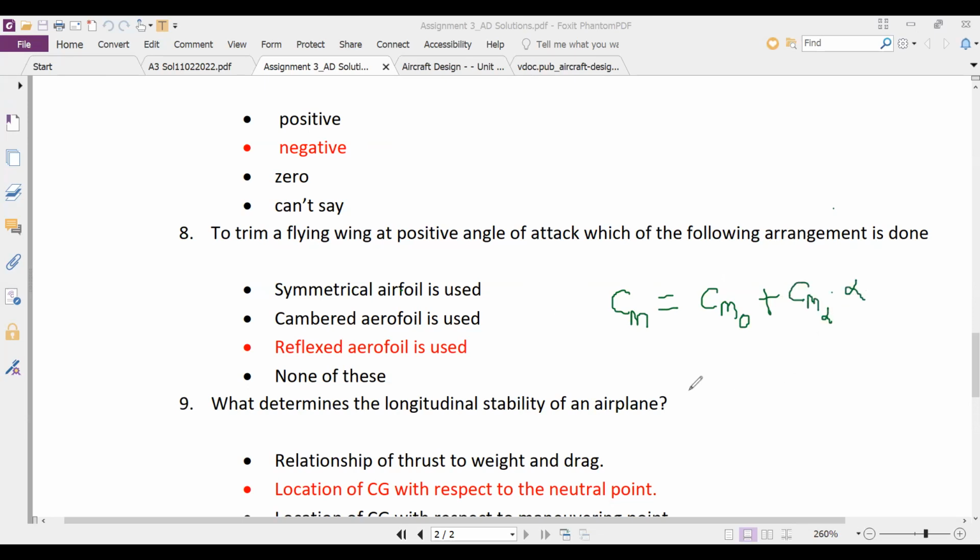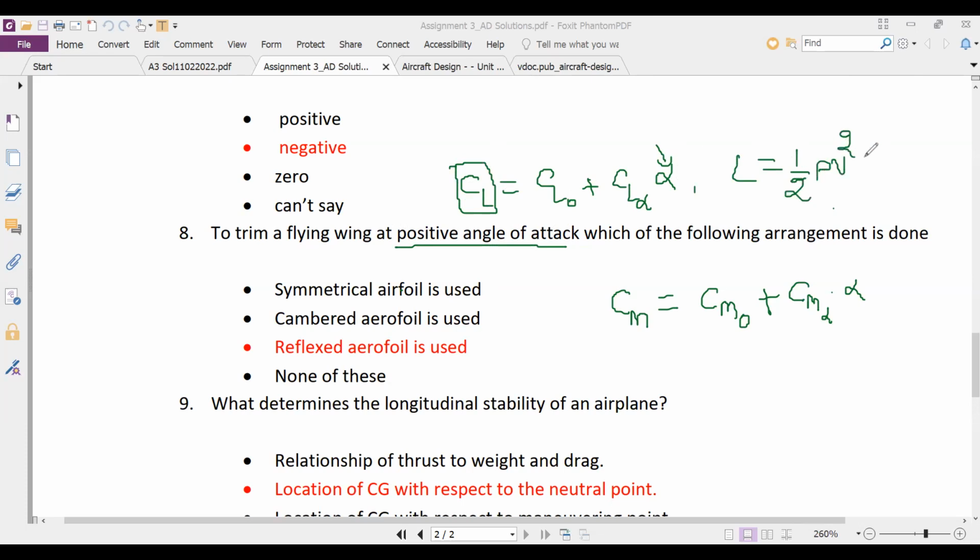So we are asking that we want to trim at a positive angle of attack, and we need a positive angle of attack because we need Cl to be positive, which is Cl naught plus Cl alpha times alpha. So a positive alpha will give us some sufficiently large Cl, and that Cl will directly contribute to the generation of lift on this flying vehicle, not just a wing, any vehicle, right? So we need a positive angle of attack for trimming the aircraft.